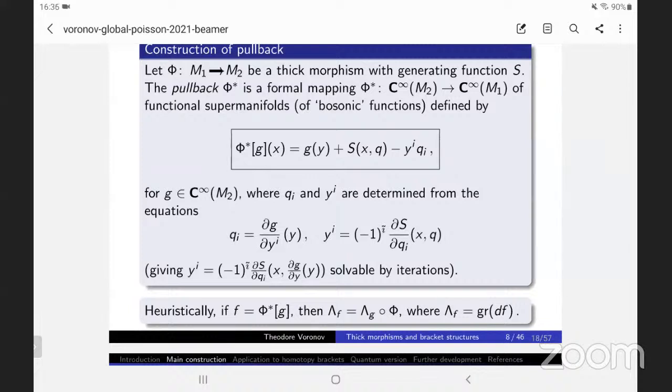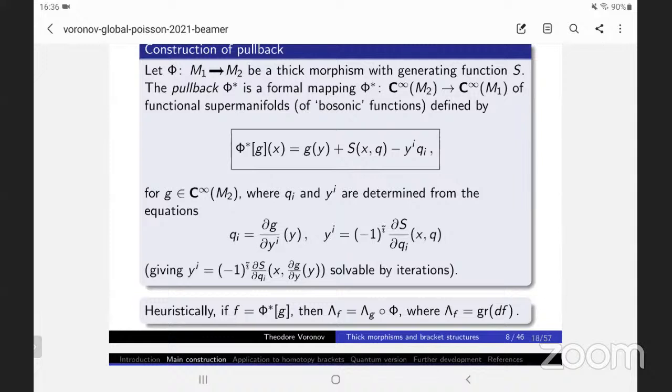Ted? Yes? Sorry, just a question, but when you define canonical transformations by generating functions, you always need to solve one implicit equation, right? So like one implicit, you should use whatever implicit function theorem once. So yes, that's what you're doing here, right?